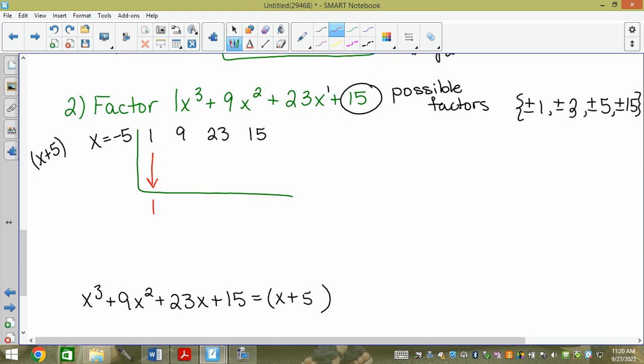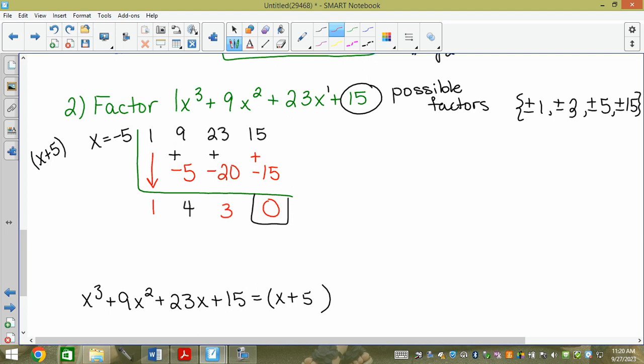Okay, now my steps are drop the number, multiply the outside, add the inside, multiply the outside, add the inside, multiply the outside, add the inside. So I go negative 5 times 1 is? Negative 5. Then I add the inside. 9 plus negative 5 is? 4. Then I multiply the outside. Negative 5 times 4 is? Negative 20. Then I add the inside. 23 plus negative 20 is? 3. Then I multiply the outside. Negative 5 times 3 is negative 15. Then I add the inside, which is 0, and I need it to be a 0. So I box it.